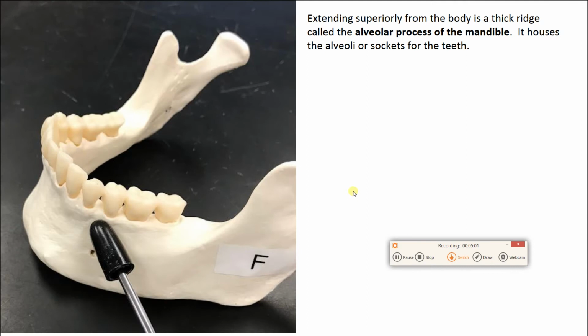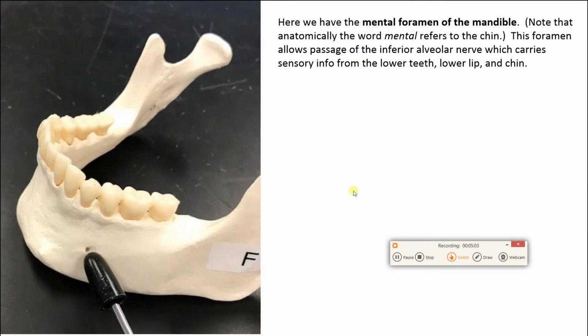What else can we see in this mandible? Well, just lateral to the front part of the chin, we see a little hole right there.